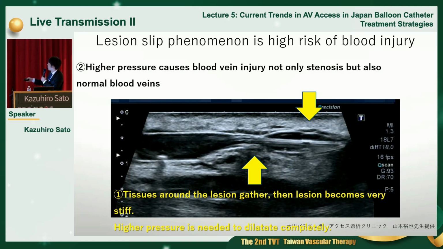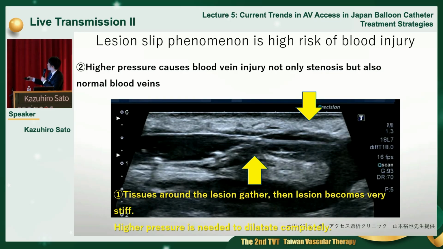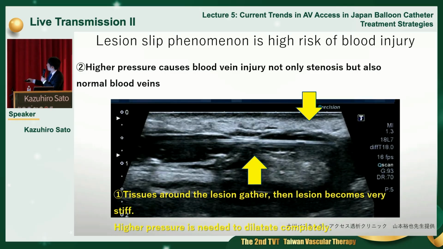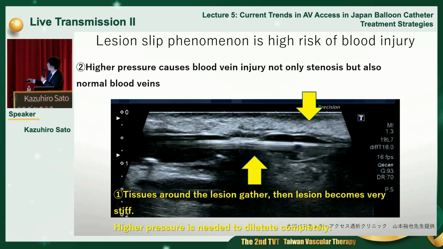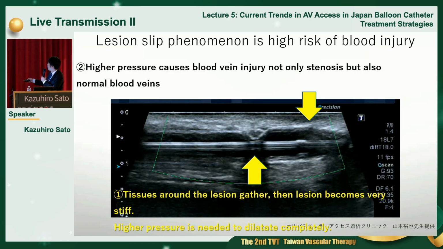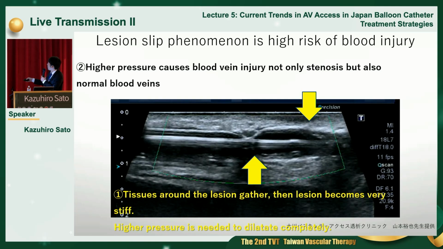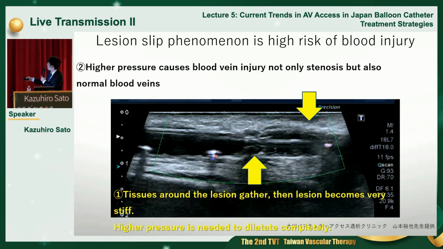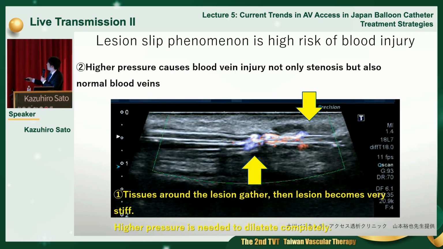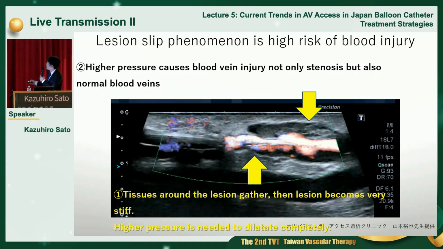This time also lesion slip occurs, and high pressure attacks the normal blood vessel here. And after dilating the stenosis, it also couldn't be dilated completely. Then a blood vessel perforation occurs. So this means that the lesion slip phenomenon is a high risk of blood vessel injury. So we always have to prevent the lesion slip phenomenon.